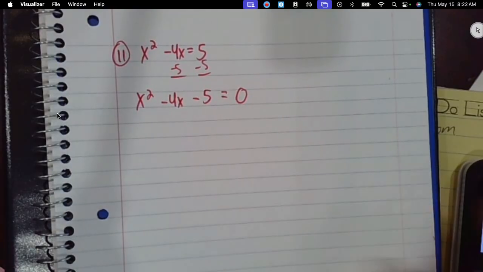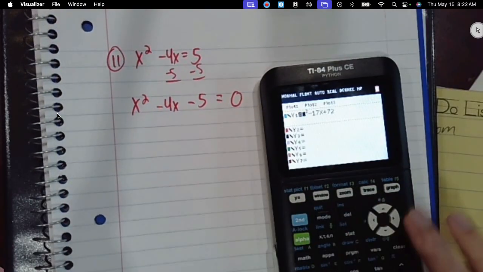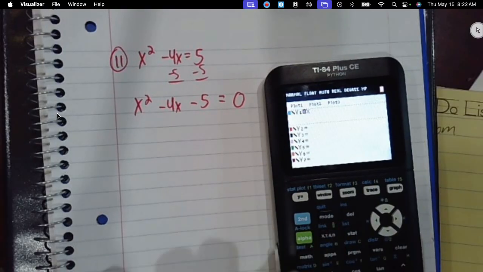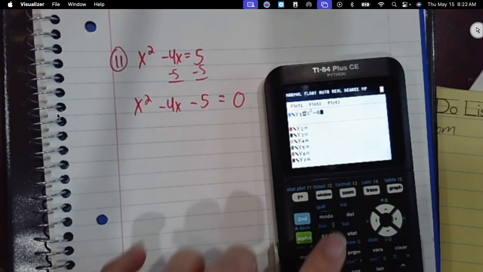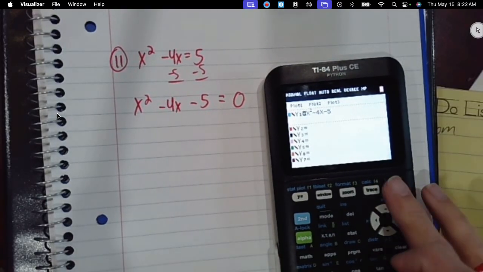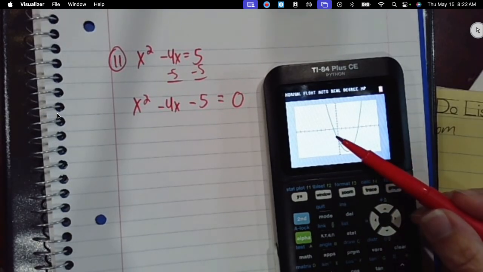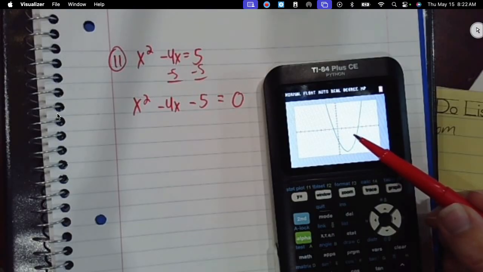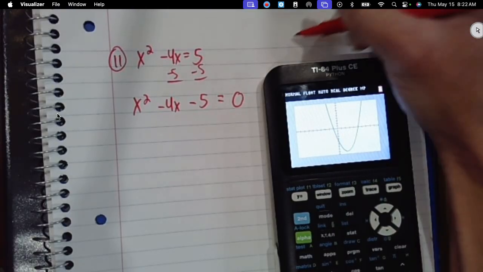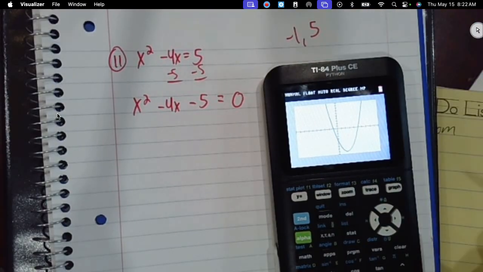Oh, you can graph. Watch. I'll graph first this time. Let's type it in: x squared minus 4x minus 5. Where does it look like it's crossing? At -1 and 5. Okay, so I think that's going to be my answers. I'm going to write them right here. I think that's going to be my final answers.